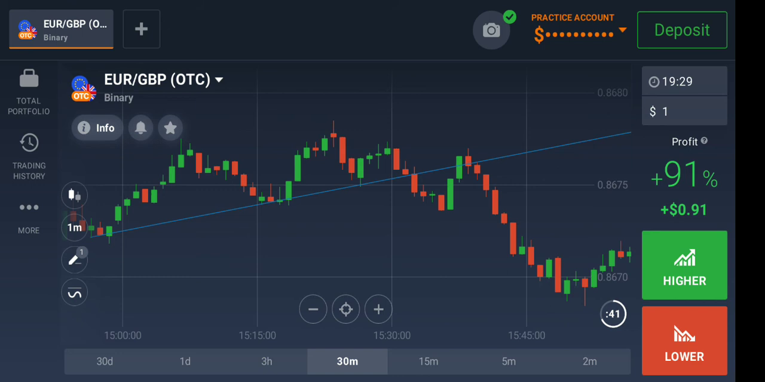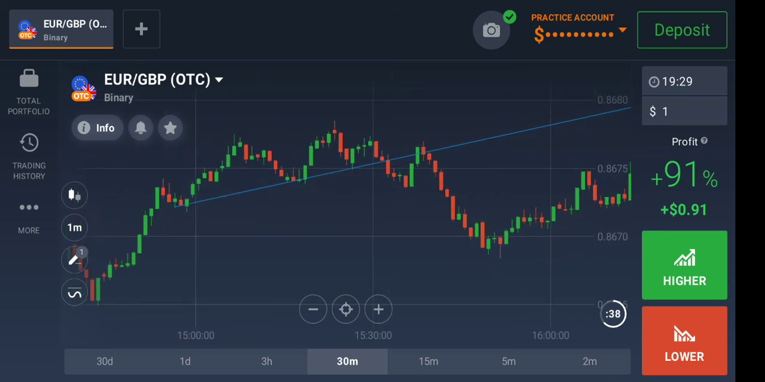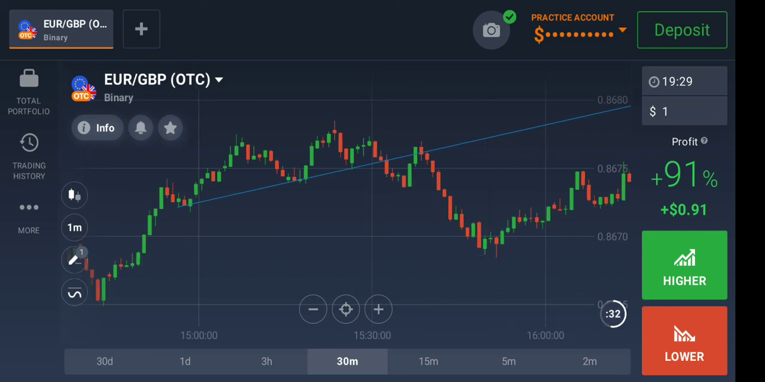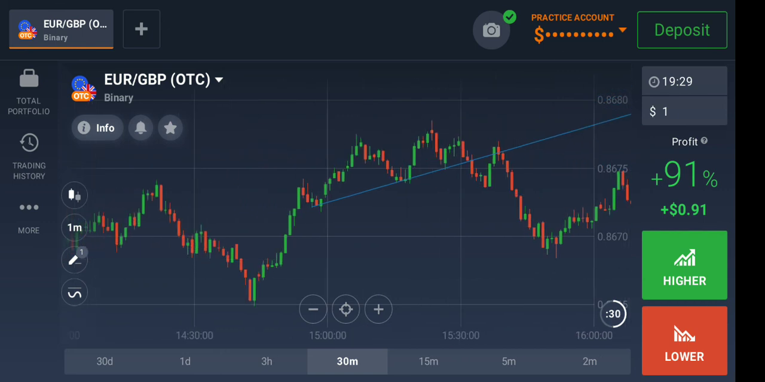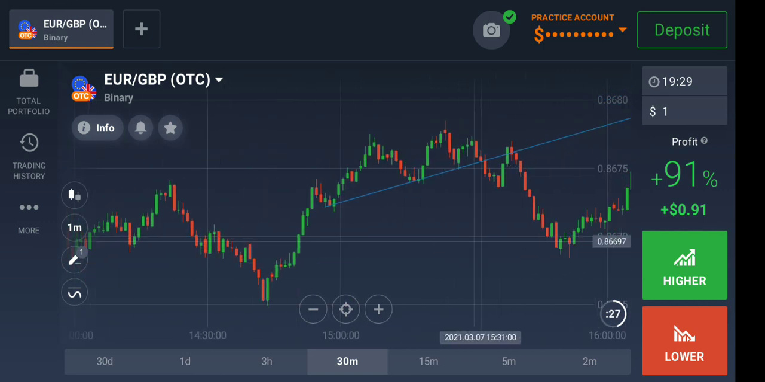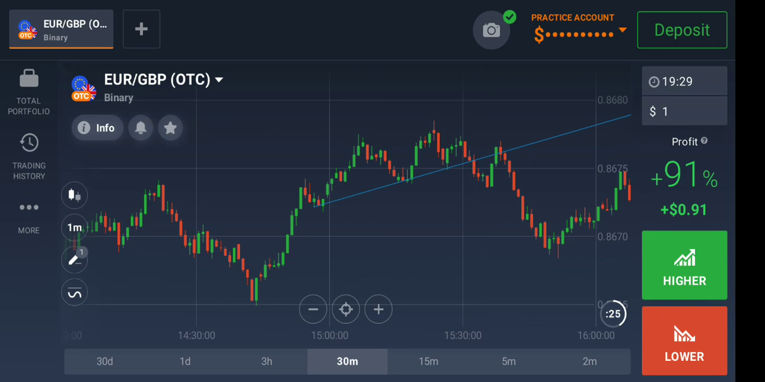So this is how you can analyze the market. Market analysis is very important before you place any trade. So before placing any trade, you have to analyze this chart pattern very well.